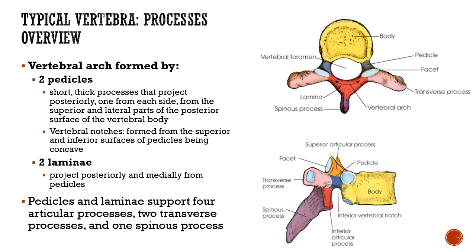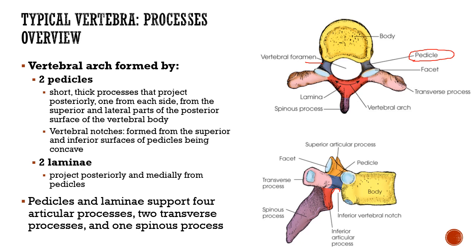The vertebral arch is formed by 2 pedicles, one on each side. They are short, thick processes that project posteriorly, one from each side, from the superior and lateral parts of the posterior surface of the vertebral body. There are vertebral notches, inferior and superior, that form because of the pedicles being concave.